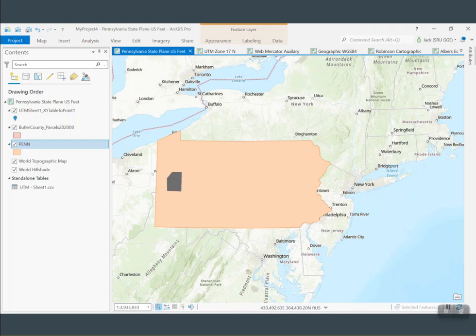But you'll notice that Pennsylvania is more or less straight across, and its shape isn't distorted. In other words, it's not stretched either way. So again, when we think about cartographic representations, we should always think about what looks right and what people will understand.